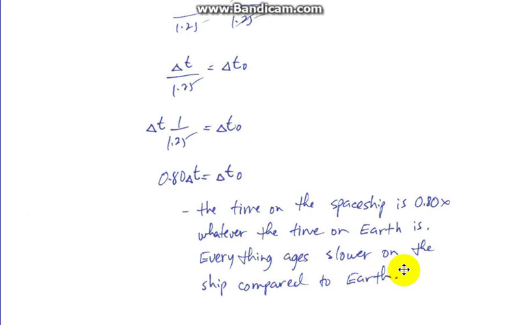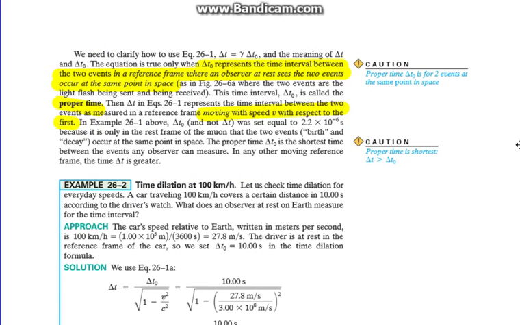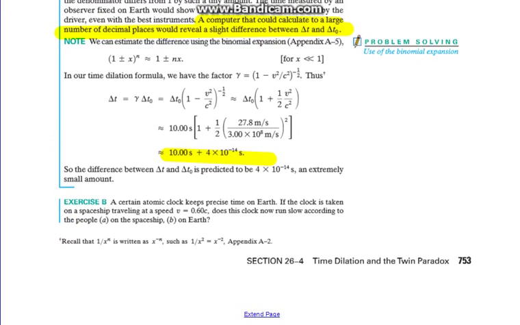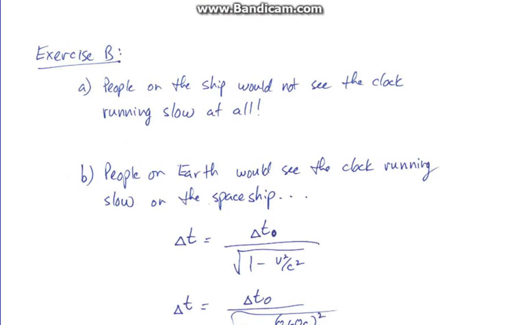Every one age is slower on the ship compared to that on Earth, because the time is going by slower there. So comparing the two times, the time on the ship is 0.8 times, whereas Earth's time is 1.25 times bigger. All right, so we did that question.